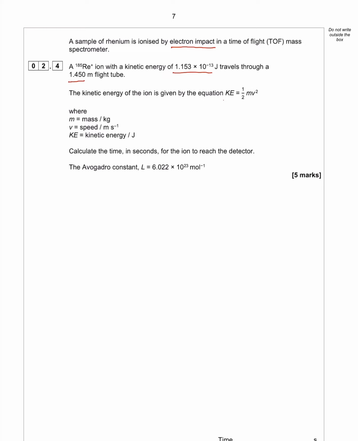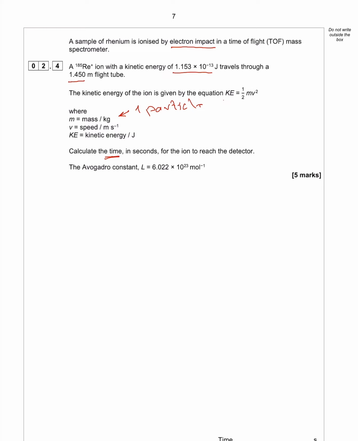So the equation is that the kinetic energy equals half mv squared, and they always tell you that m is the mass in kilogram. Remember that this is the mass of one particle, it's not the mass of one mole. And the speed is meter per second, and the kinetic energy in joule. So they ask you here to calculate the time in second for the ion to reach the detector, and they give you the Avogadro constant.